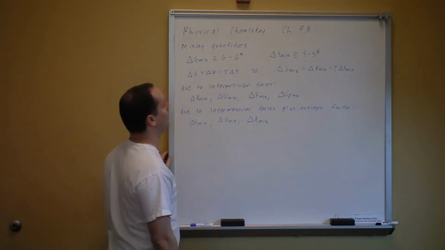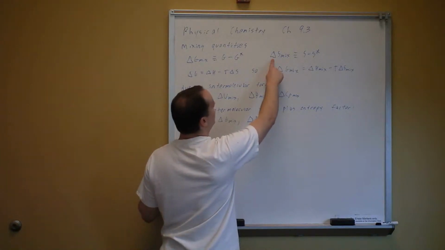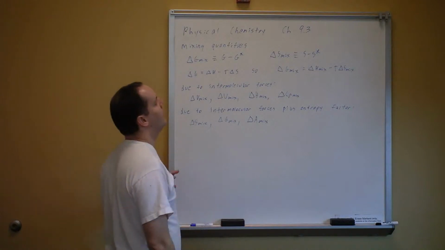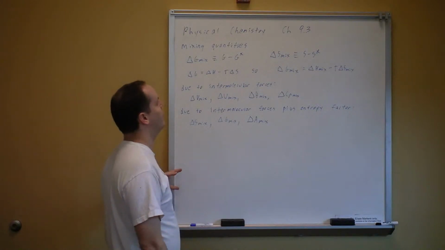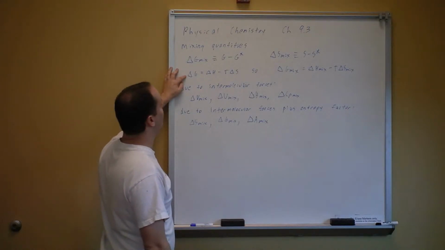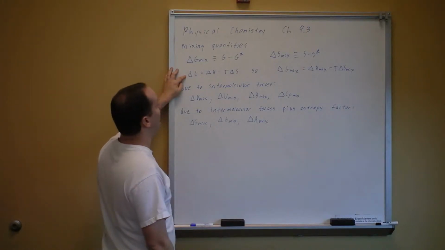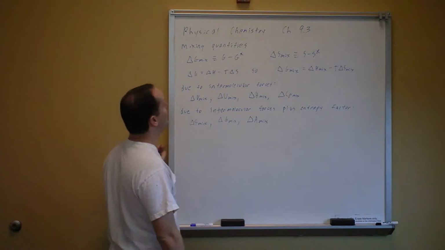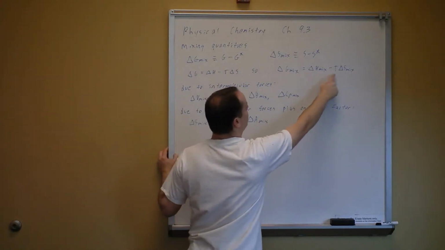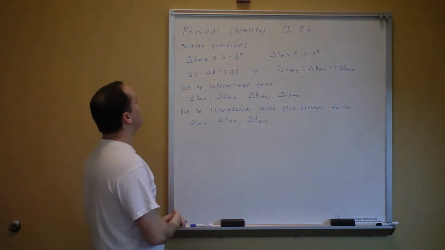Remember, star means unmixed. Same way we get a change in S, the entropy of mixing, and that's just S final minus S initial, where remember star is the unmixed. Now we know from a long time ago that delta G is equal to delta H minus T delta S at constant temperature only, obviously. So delta G mix is going to be equal to delta H mix minus T delta S mix.